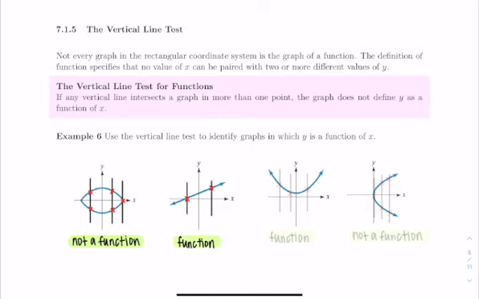Let's go ahead and try another one. When I draw a vertical line anywhere on this graph, I am only hitting 1 point. And so this is a function.